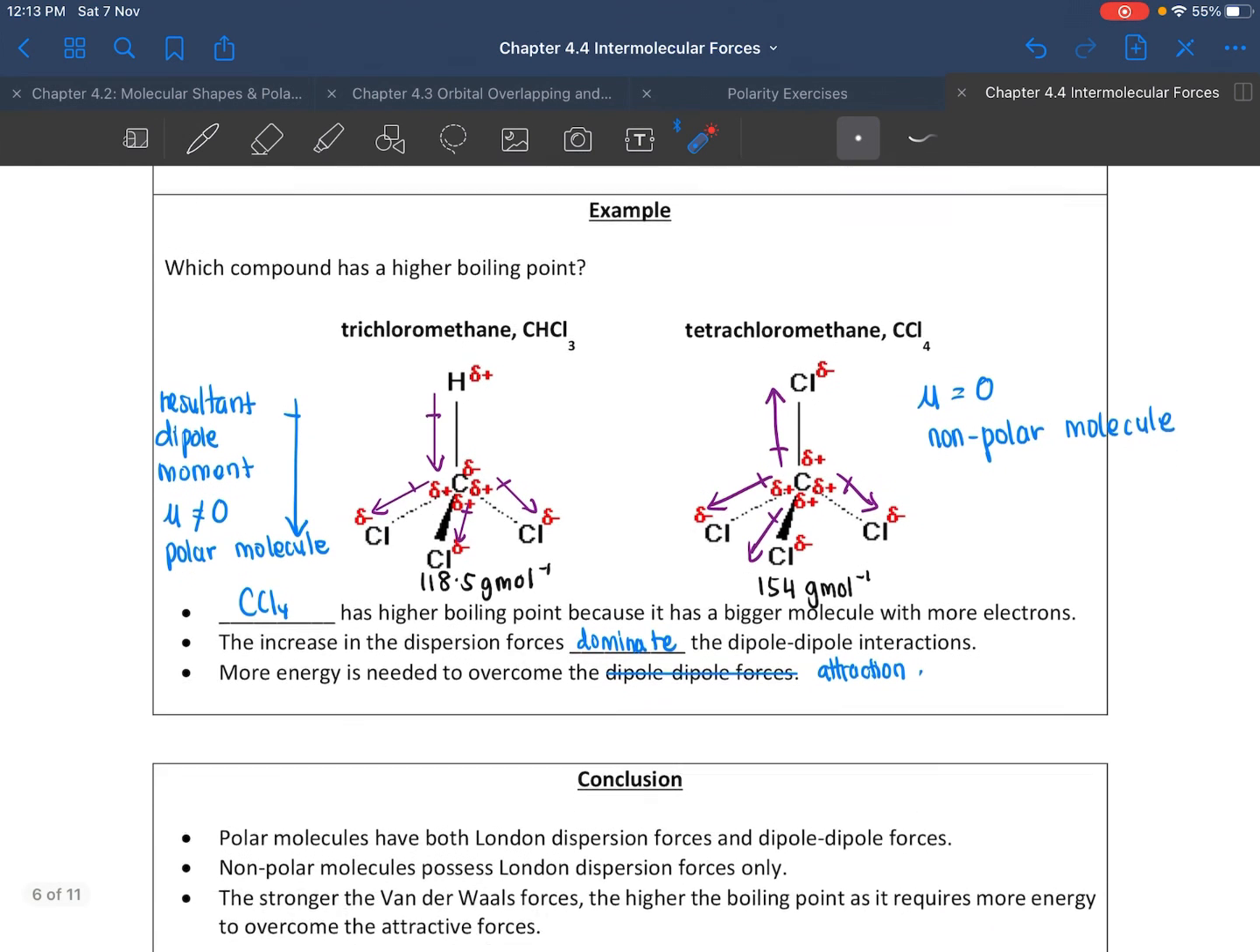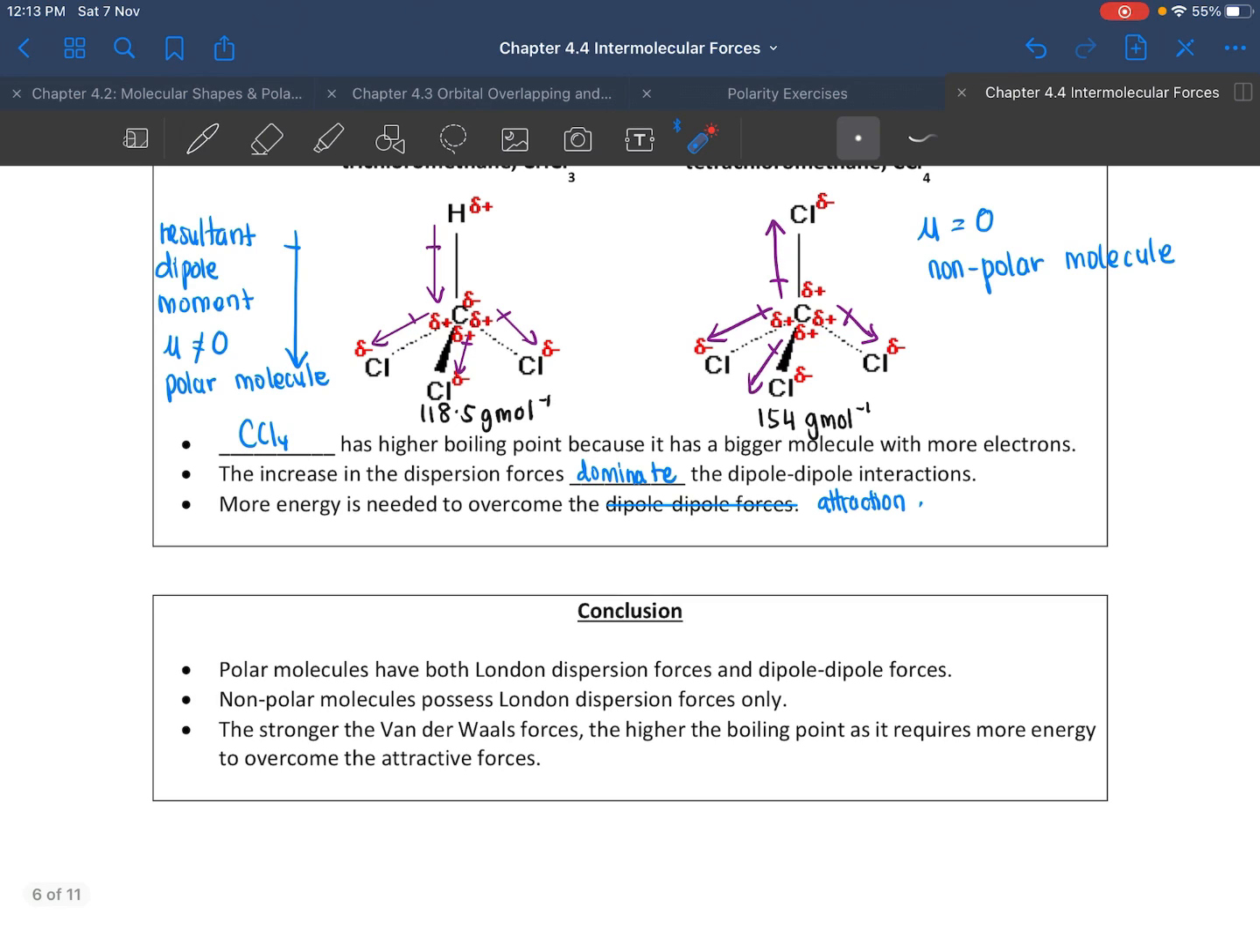Okay. Alright, next conclusion. Okay, so kita dah nak habis. Polar molecule have both London dispersion forces and dipole-dipole forces. Betul. Untuk polar molecule, dia ada dipole-dipole forces yang lebih penting lah. Tapi, don't forget, dia juga ada London dispersion forces. Sebab London dispersion forces wujud dalam semua atoms dan molekul yang ada dalam muka bumi ni. Okay, so non-polar molecule possess London dispersion forces only. Tapi untuk non-polar molecule, dengan non-polar molecule, dia hanya ada London dispersion forces sahaja.